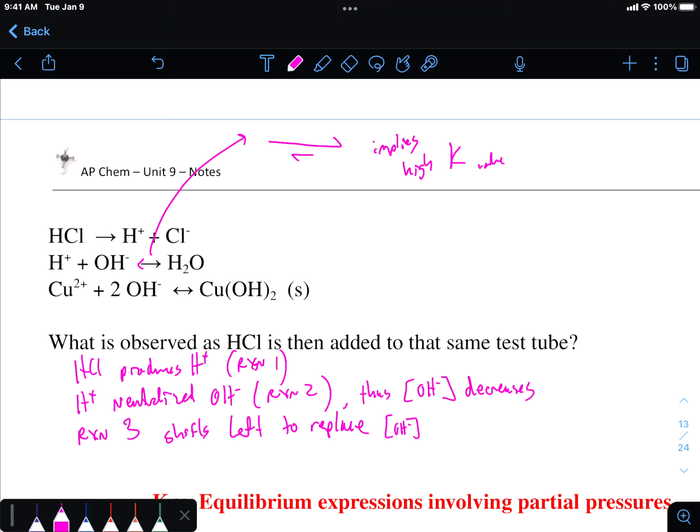What do we see? We see the regular blue color. Yeah, the blue color. Because the copper hydroxide, what color is that? Cloudy, right? In other words, we observe cloudy blue becomes clear.